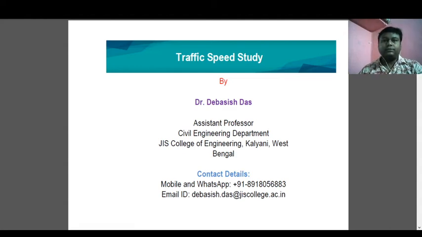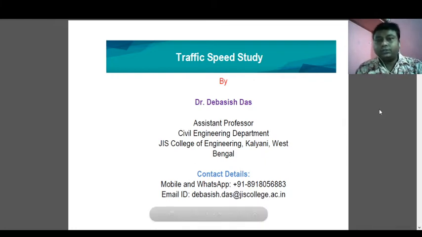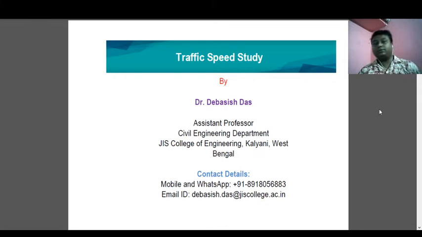Hello students. Today we will discuss the speed analysis, or the speed study. This comes under your Module 2, that is, traffic engineering. This is one of the vital parameters for traffic calculation, designing, and traffic planning. Under the traffic characteristics, speed is one of the vital and prominent factors.